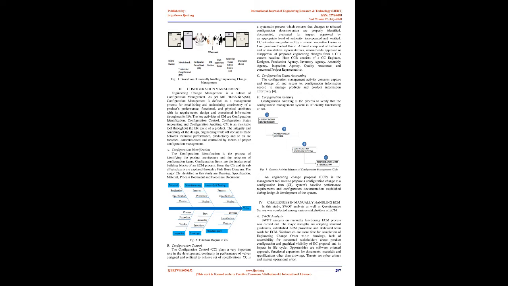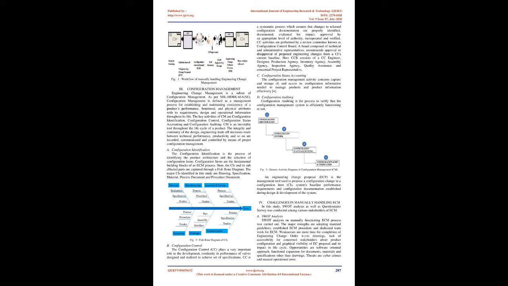A. Configuration identification. Configuration identification is the process of identifying the product architecture and the selection of configuration items. Configuration items are the fundamental building blocks of an ECM process. Here, the CIs and their sub-affected parts are captured through a fishbone diagram. The major CIs identified in this study are drawing, specification, material, process document, and procedure document.